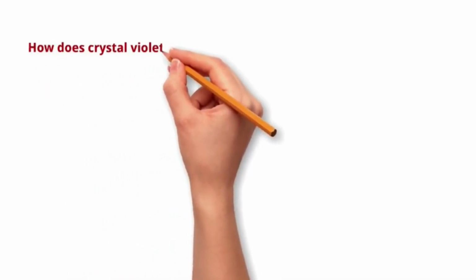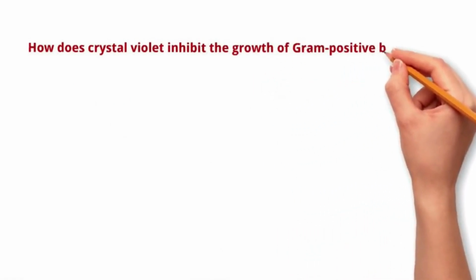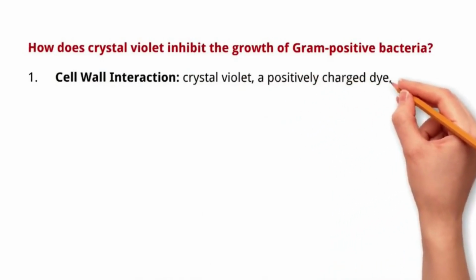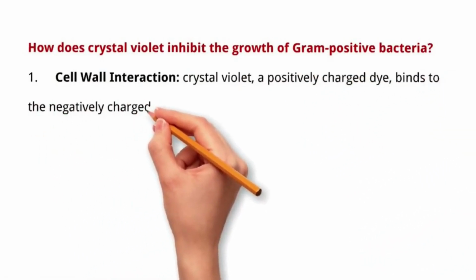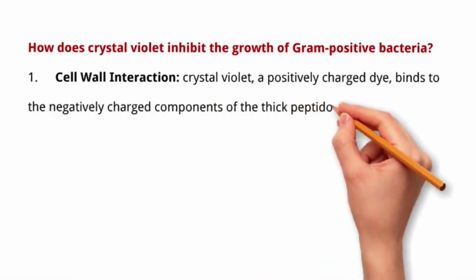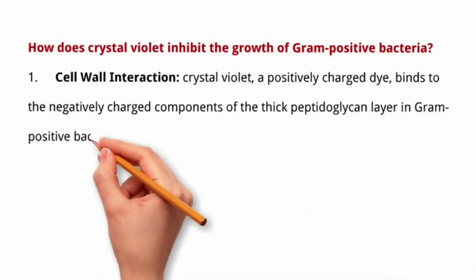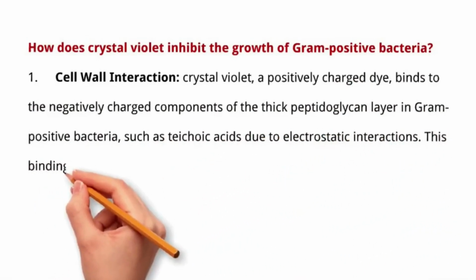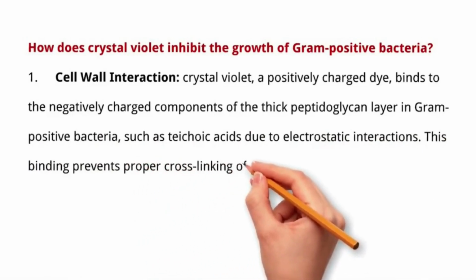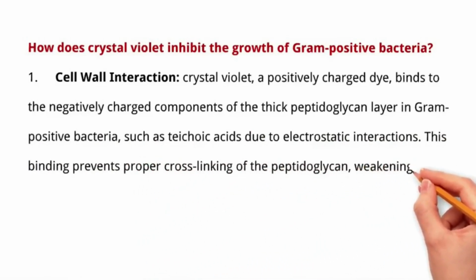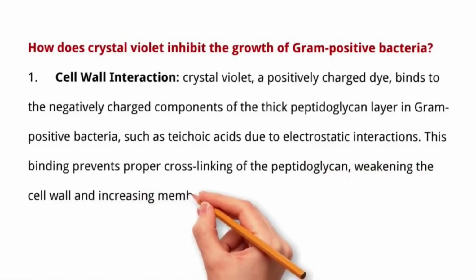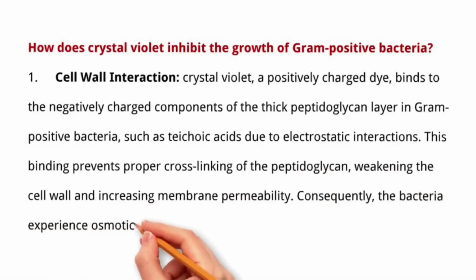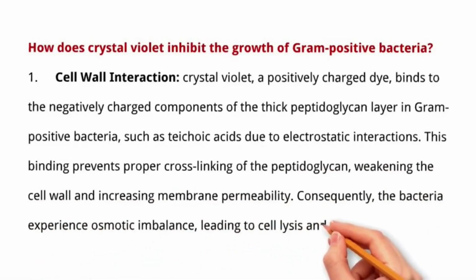How does crystal violet inhibit the growth of gram-positive bacteria? 1. Cell wall interaction. Crystal violet, a positively charged dye, binds to the negatively charged components of the thick peptidoglycan layer in gram-positive bacteria, such as teichoic acids, due to electrostatic interactions. This binding prevents proper cross-linking of the peptidoglycan, weakening the cell wall and increasing membrane permeability. Consequently, the bacteria experience osmotic imbalance, leading to cell lysis and death.